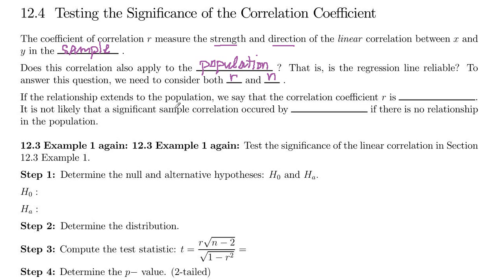If that relationship extends to the population, we say that correlation coefficient R is significant. So significant means the relationship extends to the population, which is what we want, which means it is not likely that a significant sample correlation occurred by chance if there's no relationship in the population. So significant, it extends to the population. It's not just due to chance.